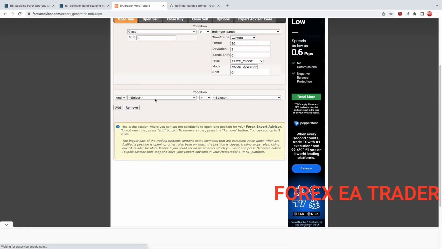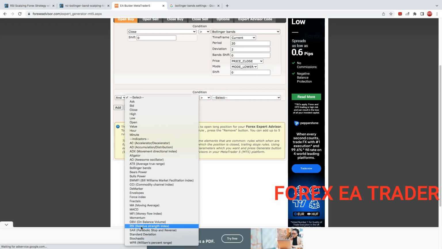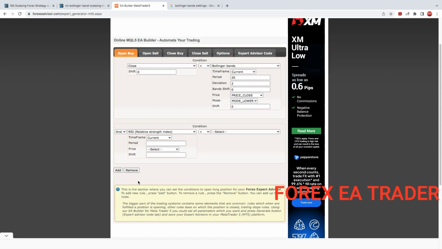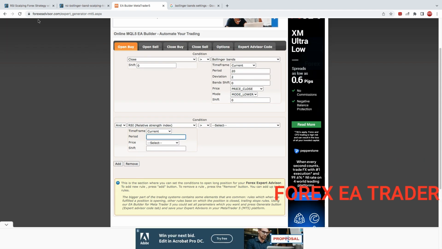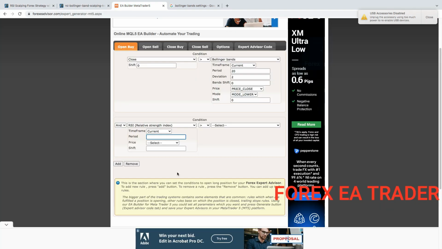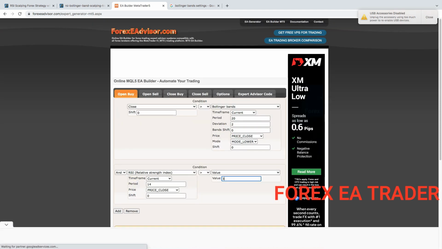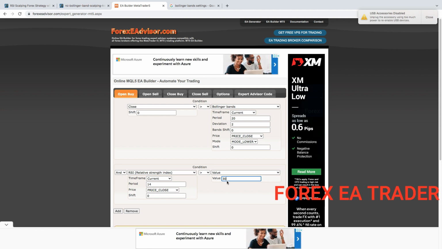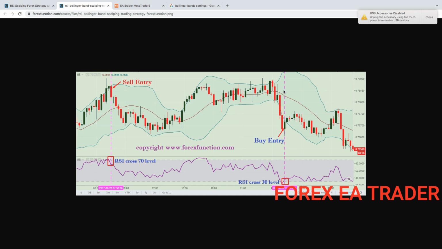Now we're going to add RSI, the Relative Strength Index. The RSI default, I believe, is 14, so let's just go with 14. Price, we're going to use close. Then shift, we're going to use 0, and it needs to be above the 30 line. That's what they said. So we use a value and we put 30 there. So that's basically this condition.